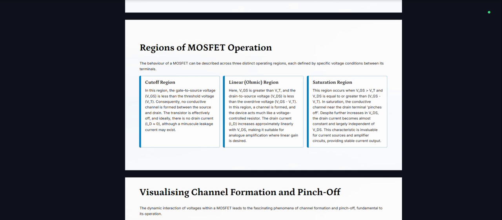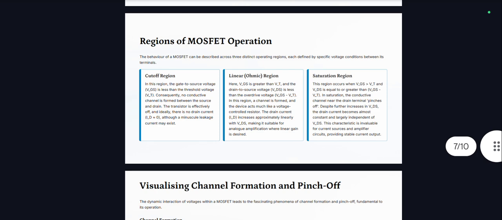Then operating regions of MOSFET. Depending on voltage, the MOSFET behaves differently. Cutoff region, linear region, and saturation region. In cutoff region, gate voltage is too low and MOSFET is off. In linear region, the channel is formed. MOSFET behaves like a variable resistor and is useful in analog circuits. And then at last, saturation region. Here the channel gets pinched near the drain and the current becomes almost constant, used in amplifiers and current sources.